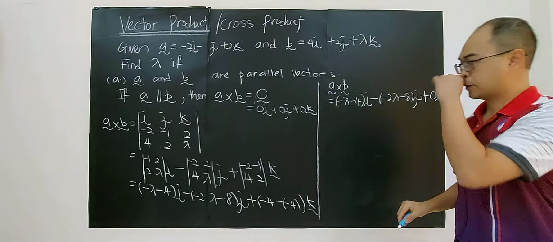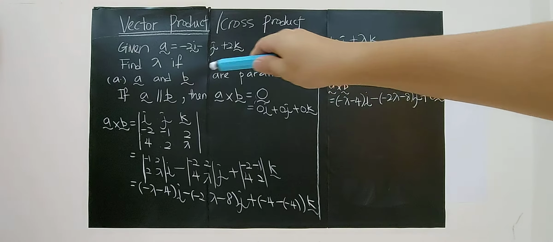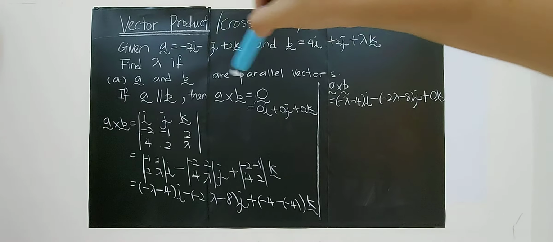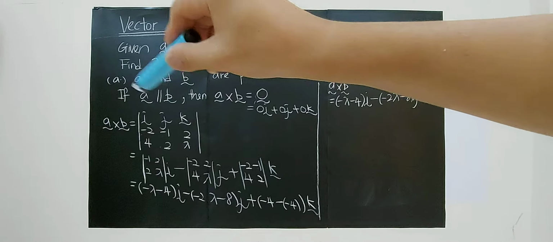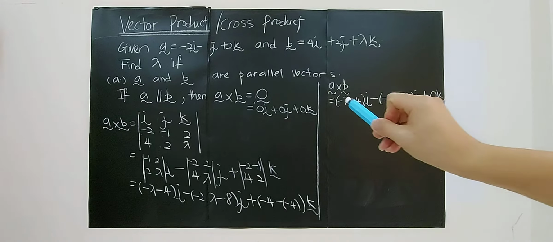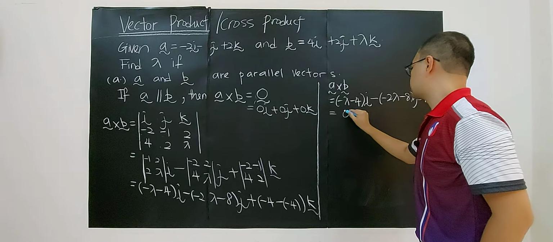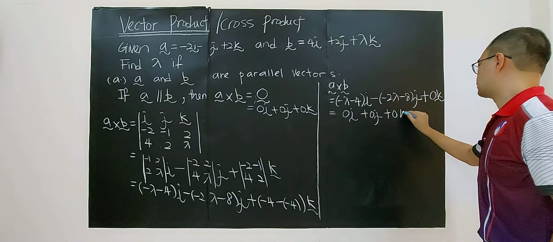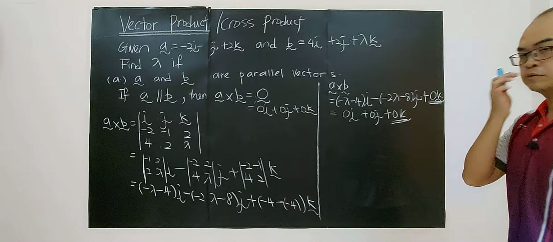So why are we finding A cross B? Because based on this definition, the question said given these two vectors, find lambda, they're asking you to find the value of lambda so that these two are parallel. If these two are parallel, A cross B will be a zero vector. So this whole thing will equal the zero vector, 0i, 0j, plus 0k, as k already has a coefficient of 0.